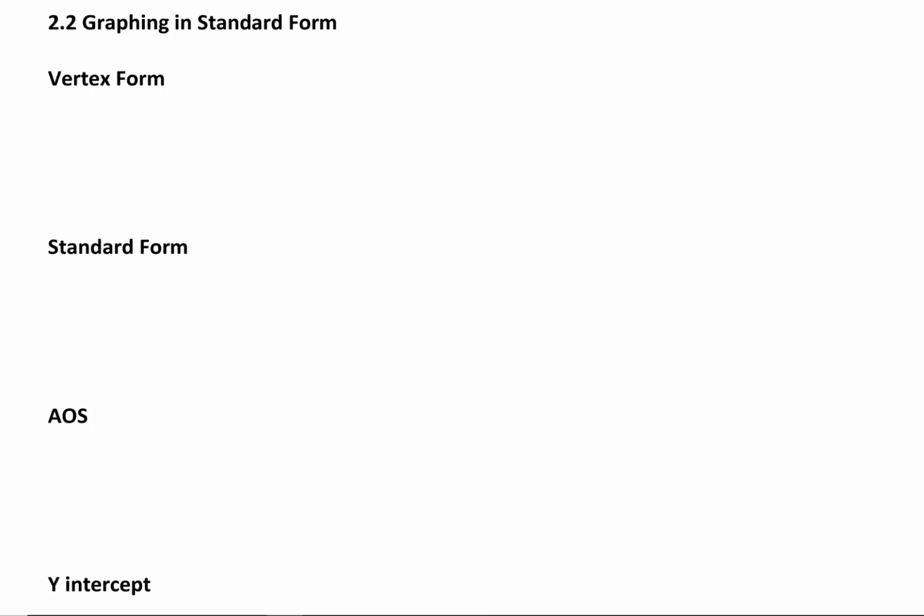Graphing in standard form. So we've really been focused on graphing in vertex form. This is our vertex form. But now we want to know how to make a graph in standard form as well. So with the vertex form, we make our table of values, we identify our transformations, and we apply those transformations to our table of values.